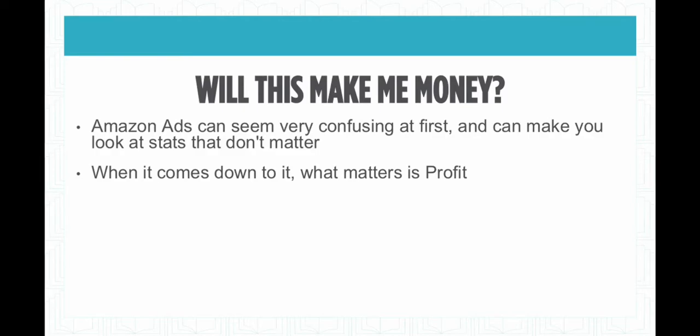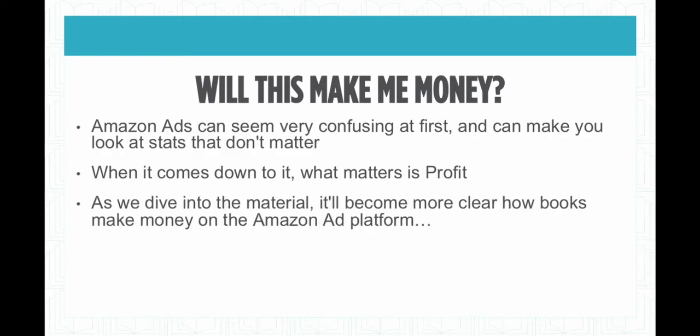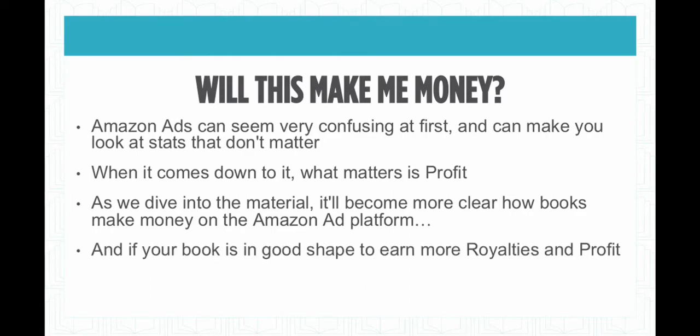Spend less, make more. And as we really get into this over the next 5+ days, it's going to become more clear to you, especially if you've been confused in the past, how books actually make money on Amazon ads. It's not by boosting bids through the roof, a bid being how much you pay for every click. It's not about getting some weird statistic called ACoS to be as low as humanly possible. It is about getting the lowest possible cost to earn the most possible royalties.